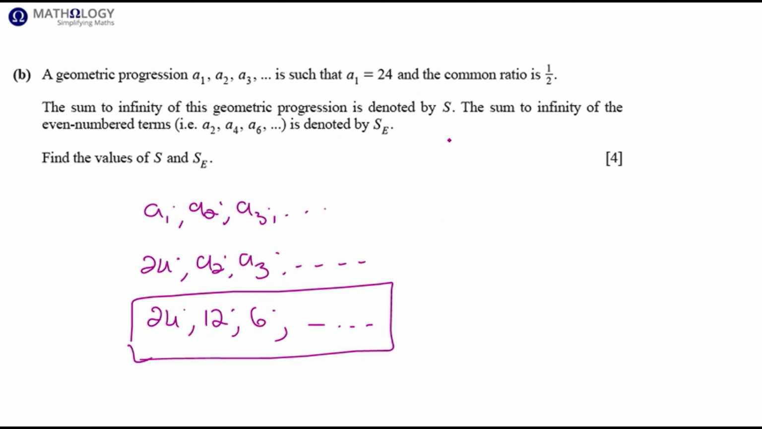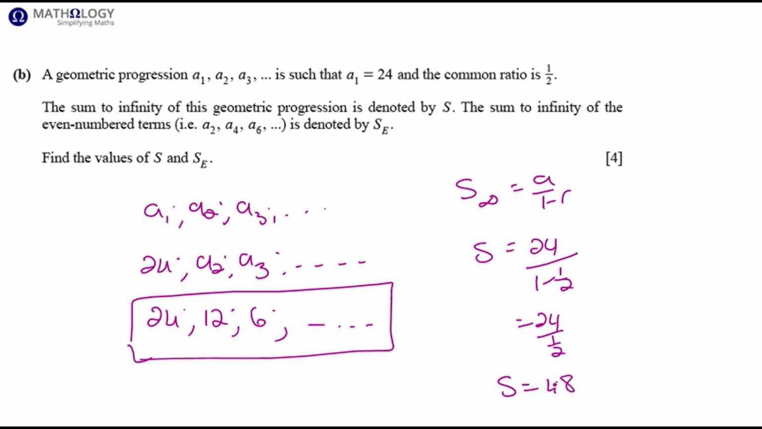The sum to infinity is denoted by S, so we're just going to start by saying the sum to infinity is a over 1 minus r. So that'll be 24 over 1 minus a half, 24 over a half, so the sum to infinity will be 48.